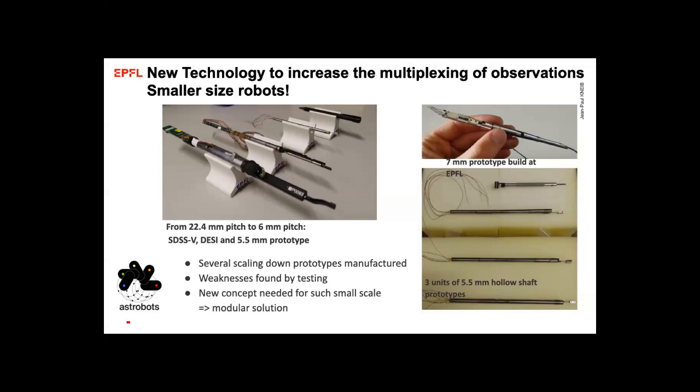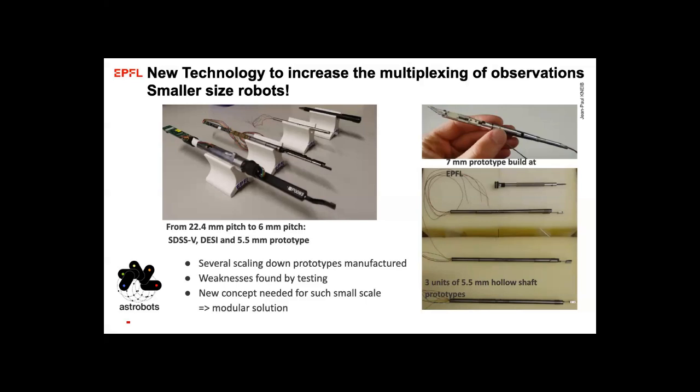We've been working on DESI. DESI has 10 millimeter robots. And now we're working on robots that are 6 millimeter diameter. The first development we did was a 7 millimeter prototype, completely built at EPFL. Then we moved to working with companies because they are really skilled. We had the first prototype, which was 5.5 millimeter diameter, but it was too fragile.